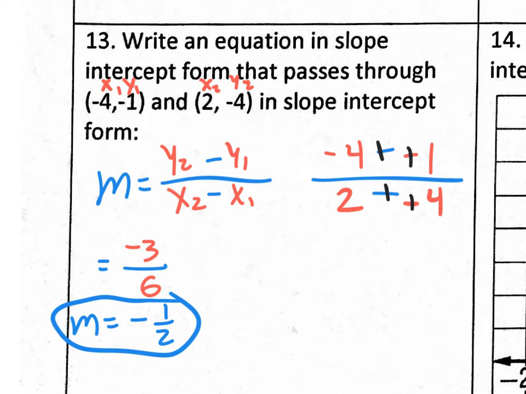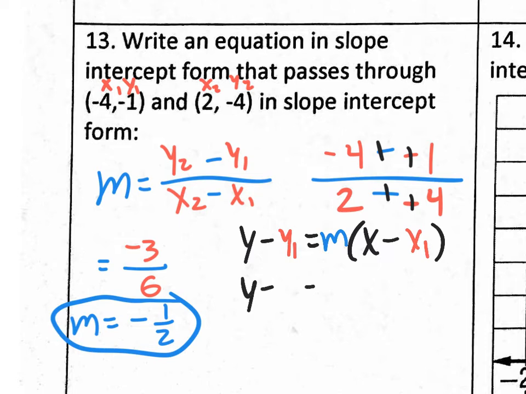So what form is the best to use? Point slope. You have a point, you have a slope, might as well do point slope. So point slope form is y minus y1 equals m parenthesis x minus x1, and of course use blank spots. And then plug in your values. Your y1 value is -1. Your m value is -1/2. And your x1 value is -4.